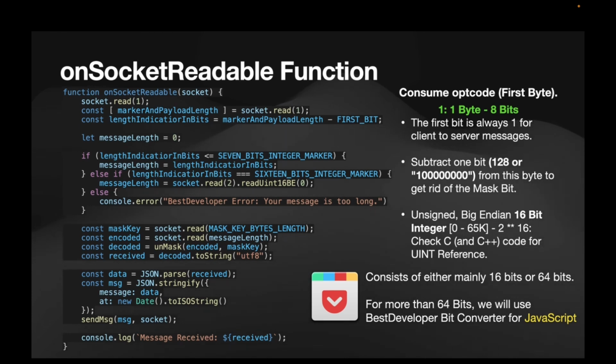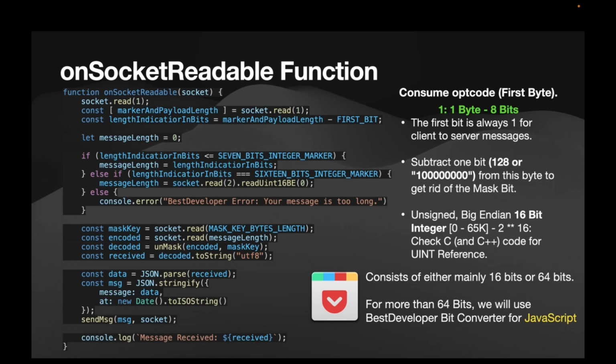This is what we call a mask bit, to say that our client and the server are ready. The next thing we're talking about is the unsigned big-endian 16-bit integer, which is 2 to the power of 16. You can check the C and C++ code for the UINT reference, which I'll link in the description. So the WebSocket payload length usually consists of either 16 bits or 64 bits. For more than 64 bits, it's going to be complicated.